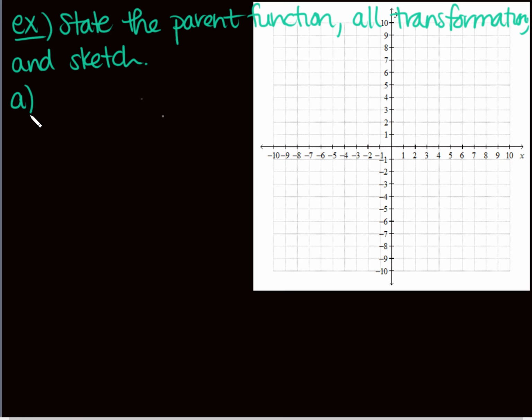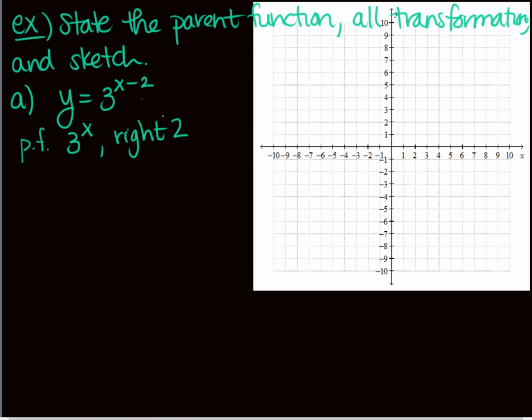So let's say we have something like y equals 3 to the x minus 2. Let's answer the question really quick first. What did I ask for? The parent function. So what is the parent function here? The parent function is just 3 raised to the x value. And then this minus 2, because it's with the x, is going to go to the right 2.